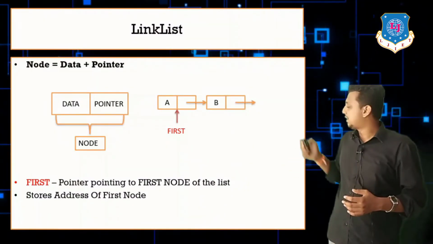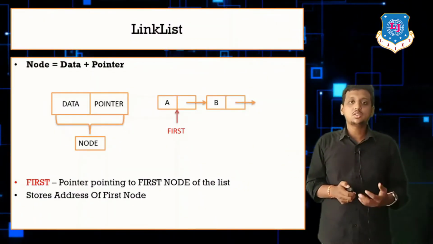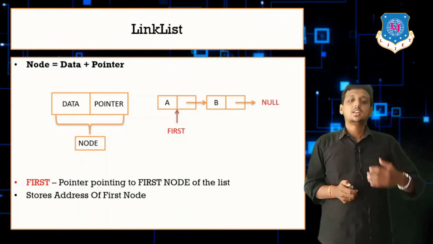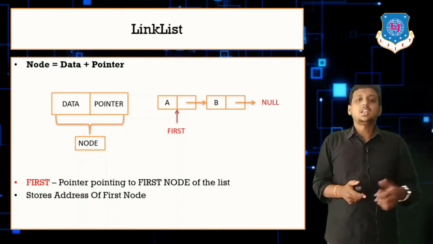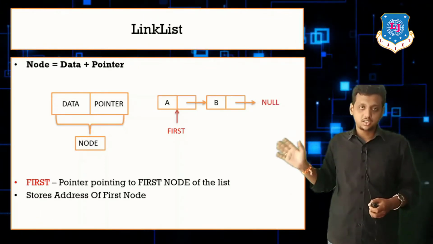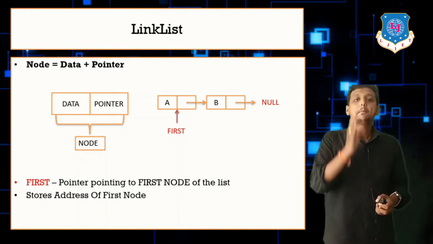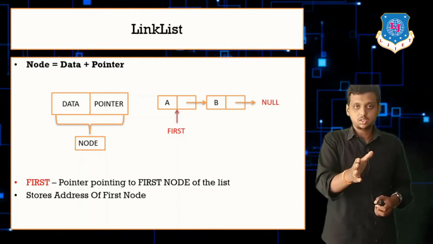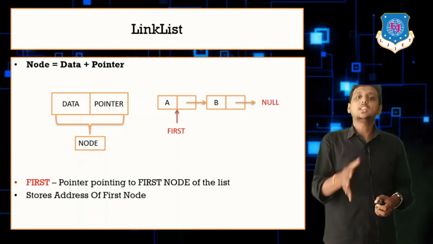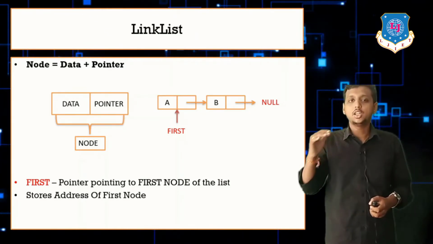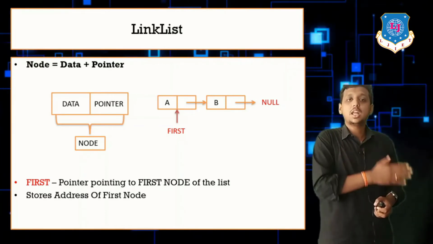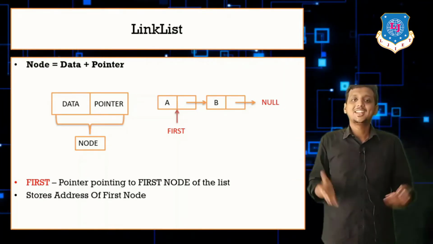Let me complete my linked list and show you how it looks. So here is a node B and the null. See, this is my singly linked list. How? Because B is the last node, and the pointer of the last node is pointing to the null. That's why it's known as a singly linked list.